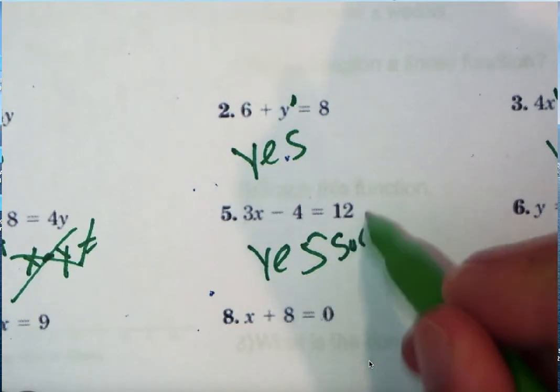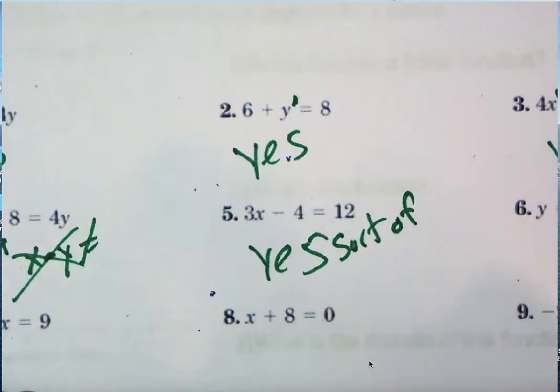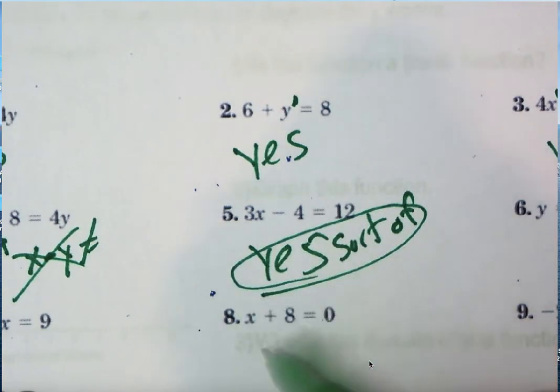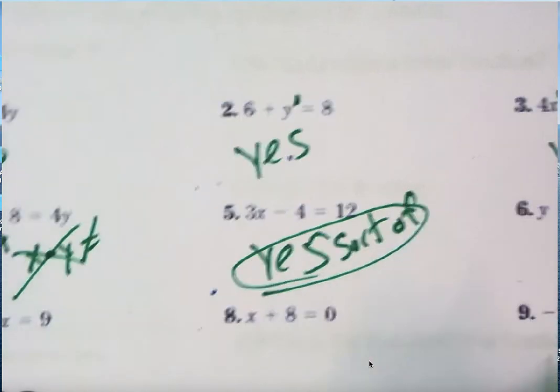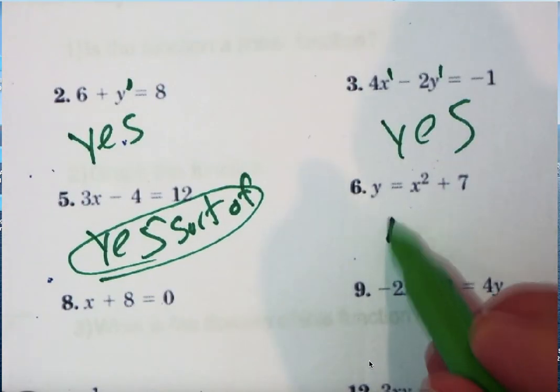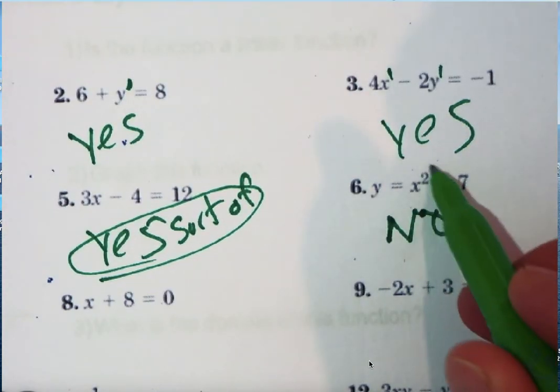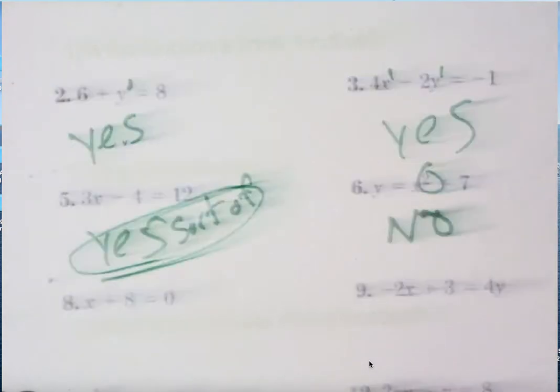Yes, sort of. We'll have to talk about that one. It meets all the requirements, but remember it said it mostly does it, right? So this is yes, sort of. We'll talk more about this as we go through the unit. This one is definitely a no. X has an exponent of 2.